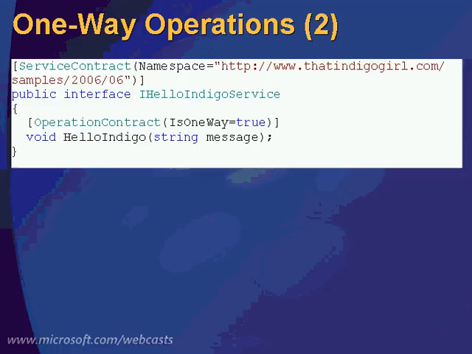When you want to label an operation as one-way, what we do is we set the IsOneWay property of the operation contract attribute to true. And that requires us to have a void return on the signature. Or if you're doing VB, that means it would be a subroutine instead of a function.